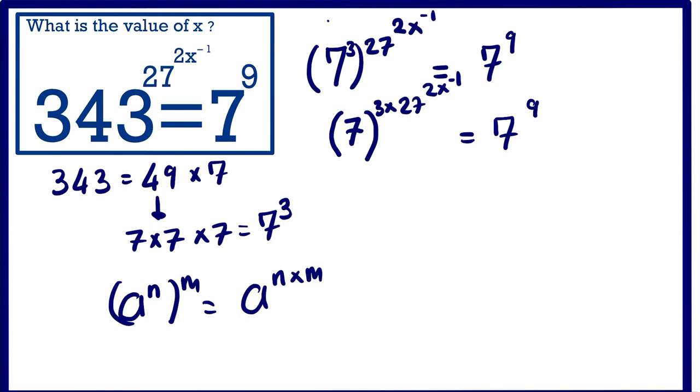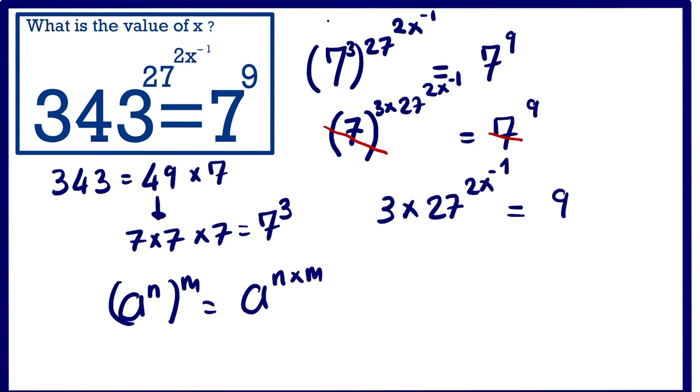So we can see that both bases are equal. So this 7 and this 7 will cancel out. We'll be left with 3 times 27 raised to the power 2x raised to the minus 1 should be equal to 9.